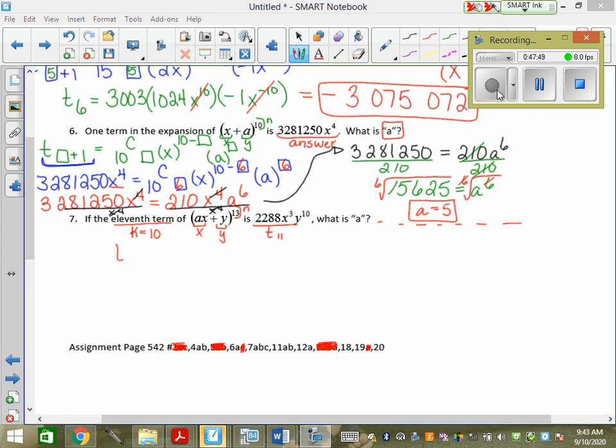So we can go t10 plus 1 equals, I wanted to go without the n again, 13c10. Ax to the 13 minus 10. Is it 13 on your little paper? It looks really fuzzy to me. Yeah. Okay. And then y to the 10. Now this is t11, so I can fill this in for it. So 2,288 x to the 3, y to the 10. What's 13c10?